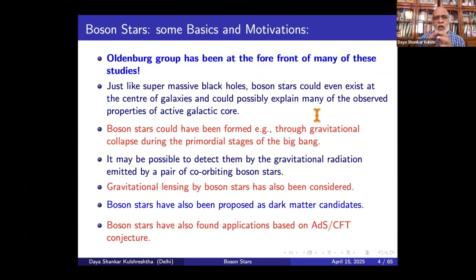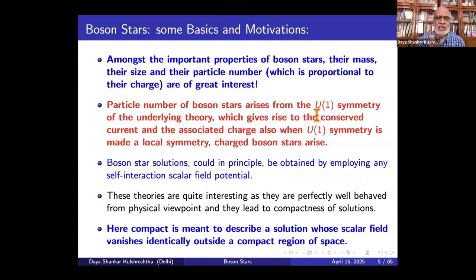And just like supermassive black holes, boson stars could exist even at the center of galaxies and could possibly explain many of the observed properties of active galactic cores. Boson stars could have been formed, for example, through gravitational collapse during the primordial stages of the Big Bang. It may be possible to detect them by the gravitational radiation emitted by a pair of co-orbiting boson stars. Gravitational lensing by boson stars has also been studied, and they have also been proposed as dark matter candidates. They have also found applications based on the AdS/CFT conjecture.